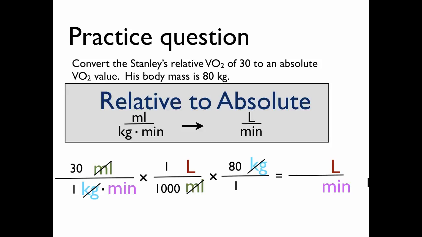So in this example, I'm going to take 30 times 80 and divide by 1,000 to get my absolute value of 2.4 liters per minute.